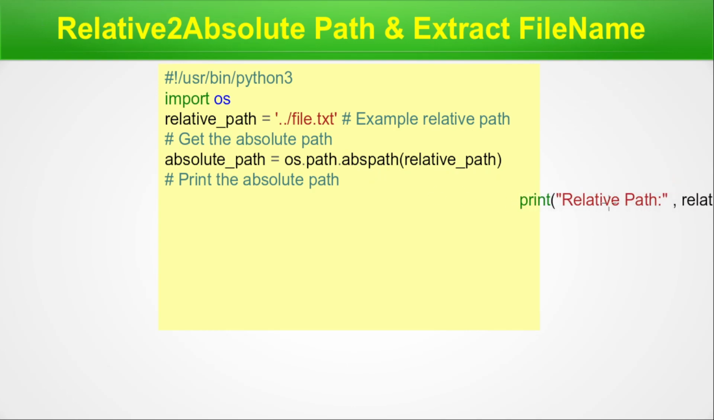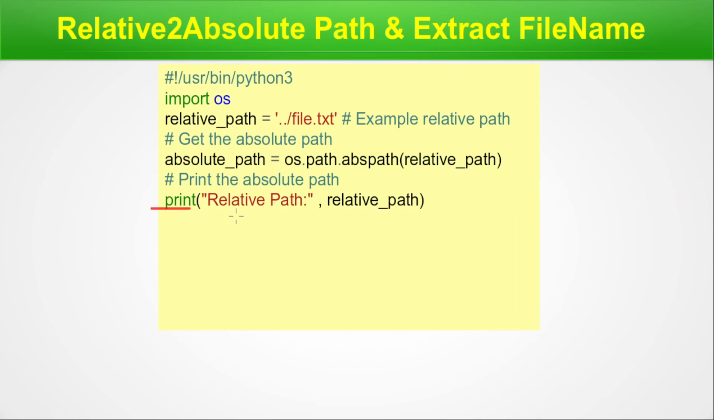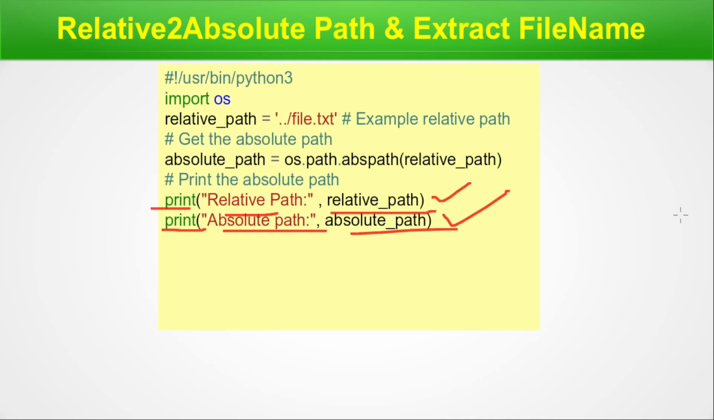we print the absolute path with the print command. So we give print relative path and the relative path, and then we print the absolute path and then the absolute path, so that we can compare the relative and the absolute path side by side.